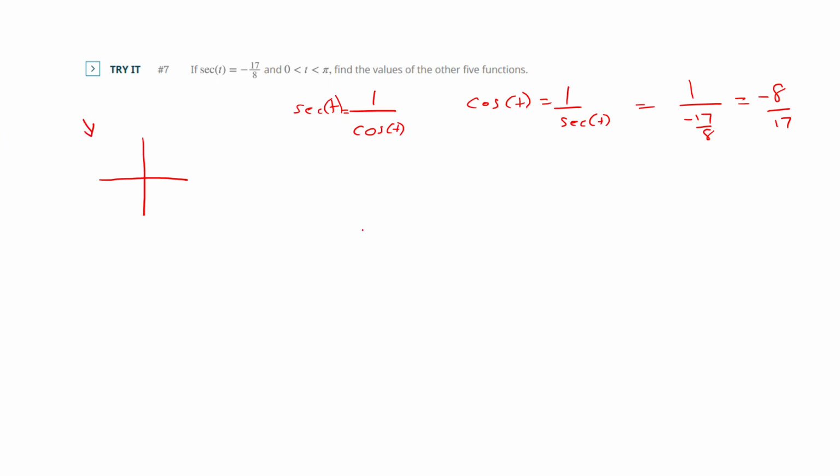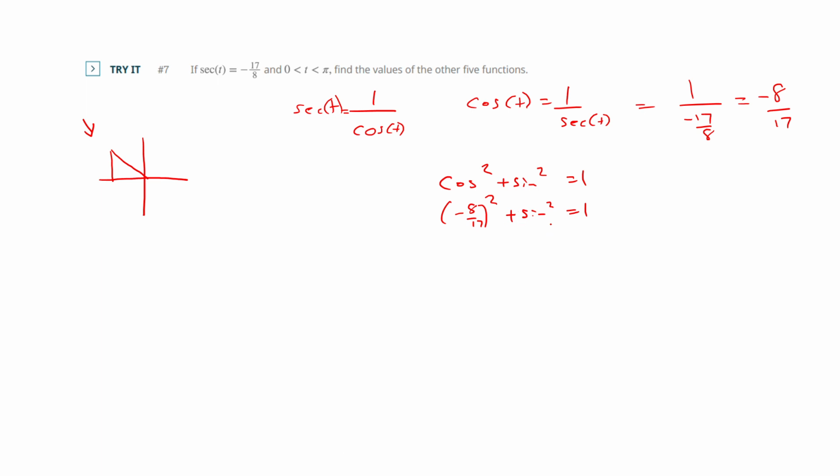So I've got some triangle here in the second quadrant. Now I have cosine, so here's what I could do. I could do cosine squared plus sine squared equals 1. So I could do negative 8 over 17 squared plus sine squared equals 1. I could solve this. Now here's the problem.